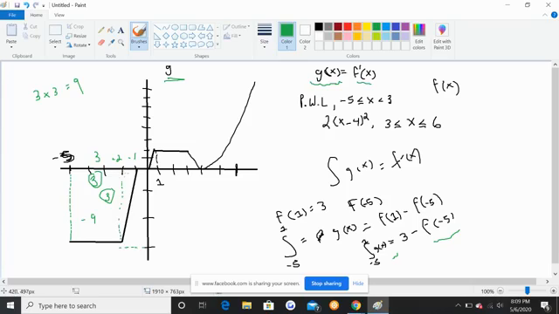Now we want to find the area of this triangle, and the base of the triangle is 1, right? Because the difference between negative 2 and negative 1 is 1. And the height is also going to be 3. We know the area of a triangle is base times height divided by 2. So we do base, which is 1, times height, which is 3, divided by 2, which is going to be equal to 1.5. Because 3 divided by 2 is 1.5, and this is also a negative. So we put negative 1.5.